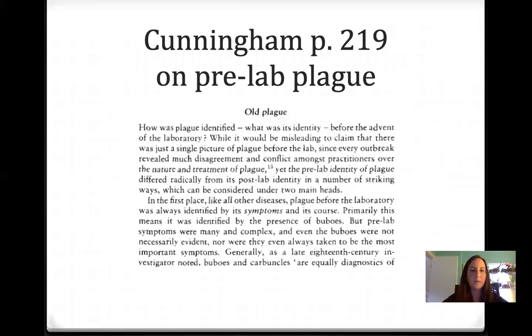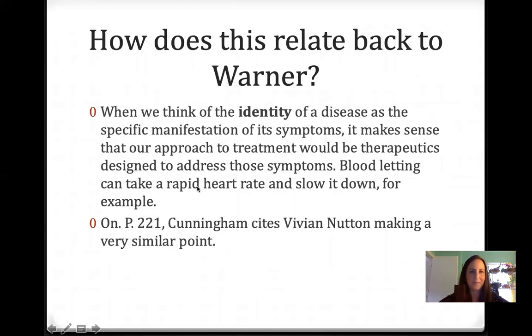But pre-lab symptoms were many and complex, and even the buboes were not necessarily evident, nor were they even always taken to be the most important symptoms. Generally, as a late 18th century investigator noted, buboes and carbuncles are equally diagnostics of other diseases. When we think of the identity of a disease as specific manifestation of its symptoms, it makes sense that our approach to treatment would be therapeutics designed to address those symptoms.